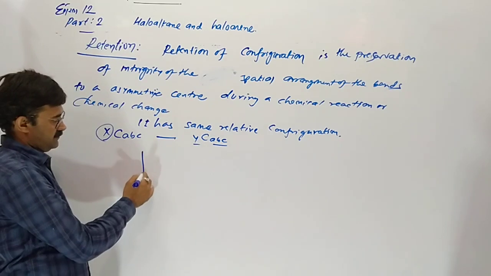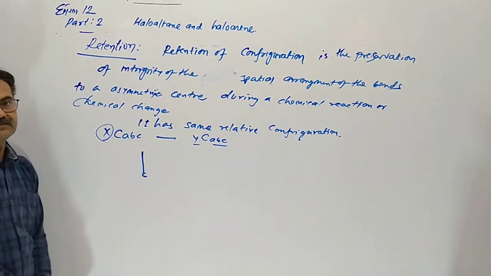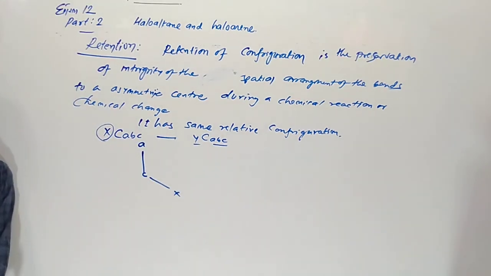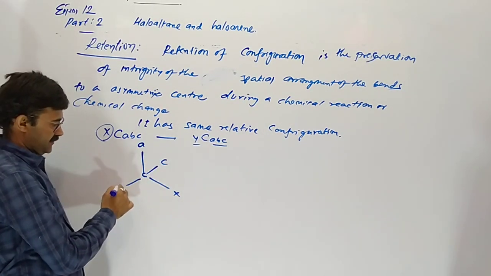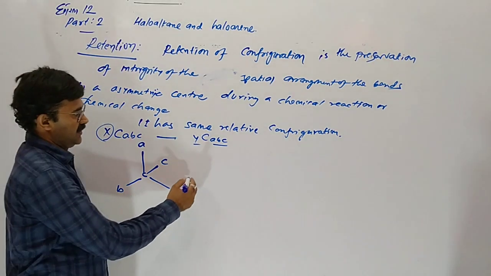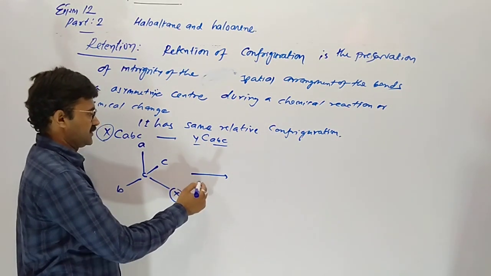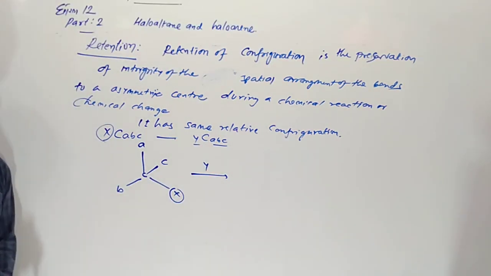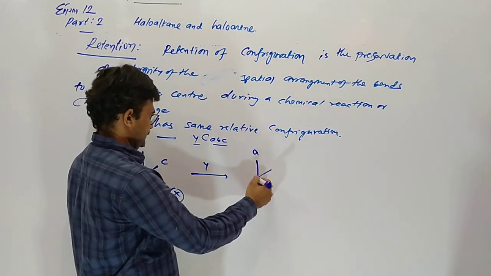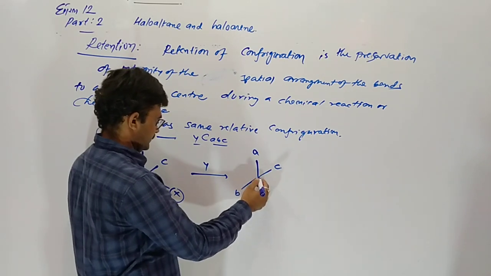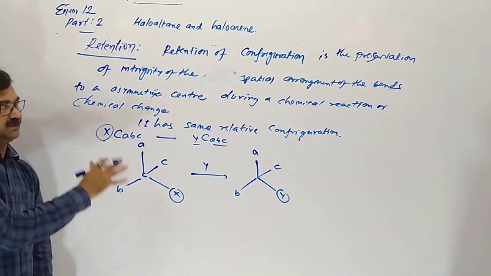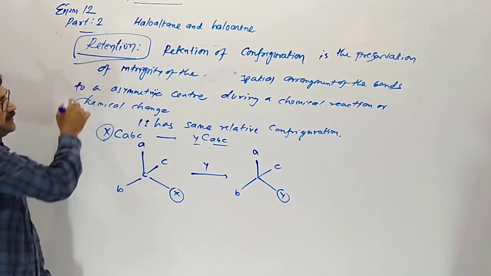First of all, here is the carbon: A, X, C and B. X is replaced by Y. So what happens there? A, C and B, here should be Y. So you can see the configuration remains the same. That is called retention.